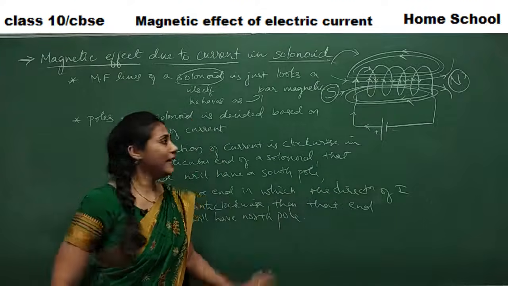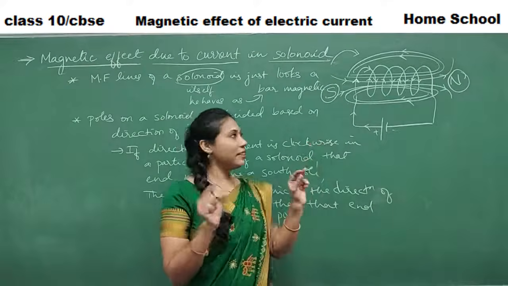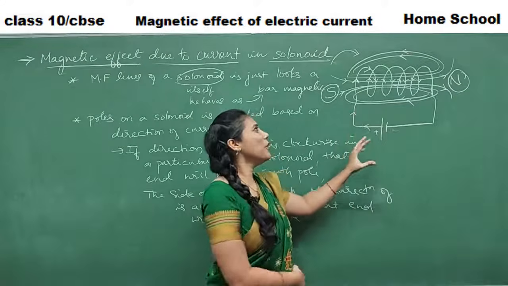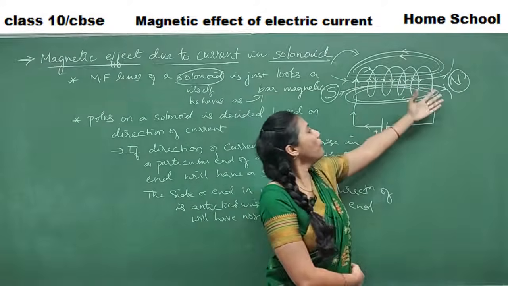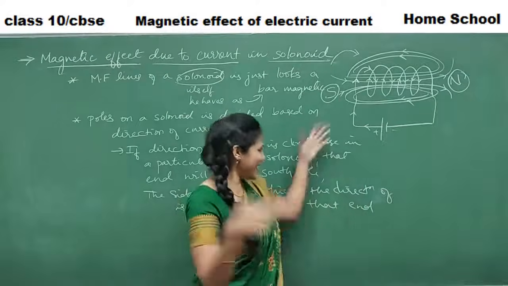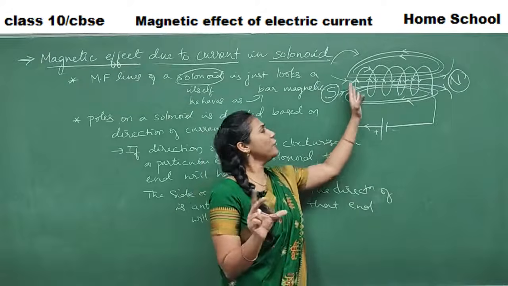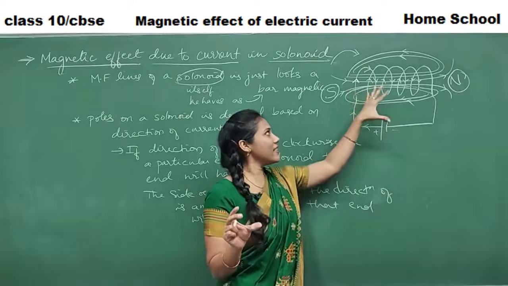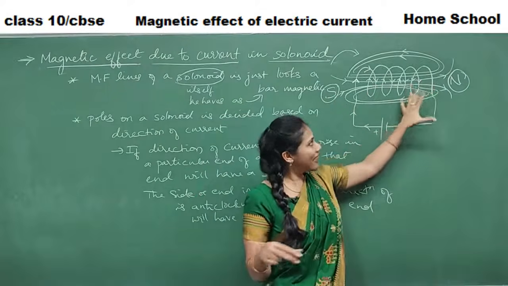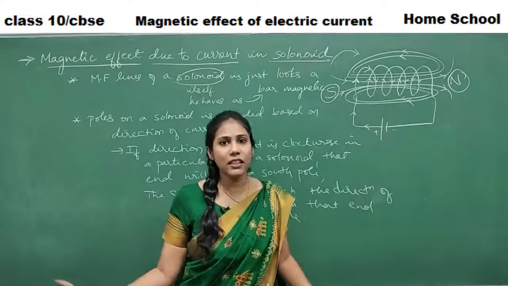Okay, so this is how you have to decide which end has a south pole and a north pole. And one more thing is, with the help of bar magnets or with the help of a compass, you can find out the pole of a solenoid experimentally. This is the theoretical concept, guys. From whichever side you observe the current passing in a clockwise direction, that side is a south pole. From whichever side you observe the direction of current is anti-clockwise, that is a north pole.